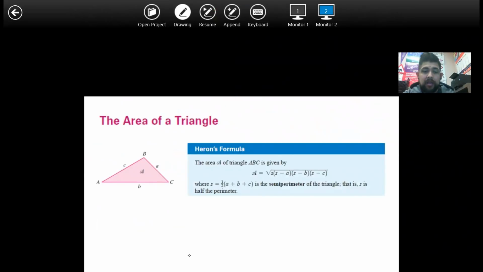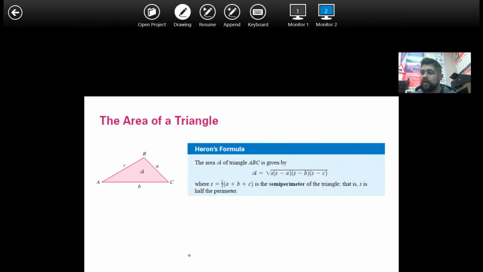Given an oblique triangle, we can actually solve for the area by finding the semi-perimeter and using the side lengths. So what you need to take away is that the semi-perimeter S is equal to 1/2 (A plus B plus C). That is half the perimeter, and that's what's called the semi-perimeter. And then we take those and plug them in directly. So pause it, copy that down. Okay, we're going to move on. I'm going to let you guys copy.